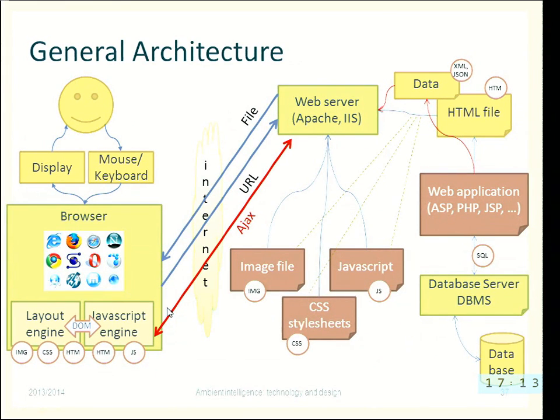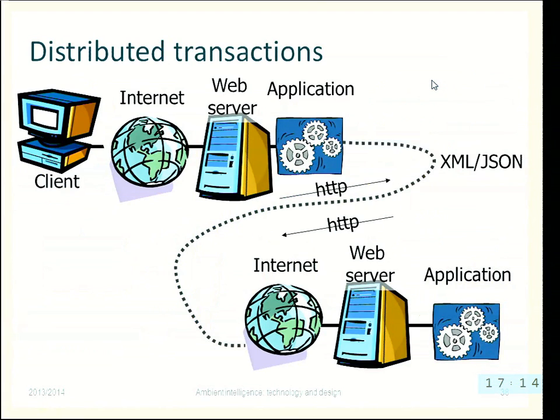So if we want to complete this picture, I add this new Ajax technology, which is called asynchronous calls from JavaScript, that may happen directly from the JavaScript engine to the same web server, but the same web server will now request data corresponding to some specific request. And this can be generalized.